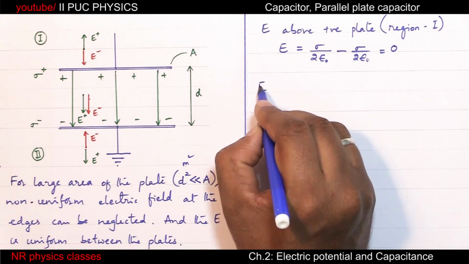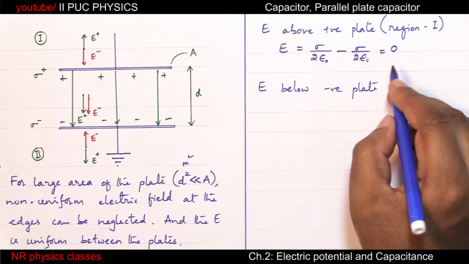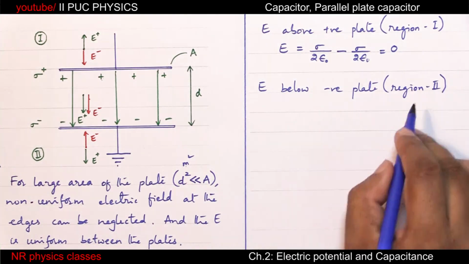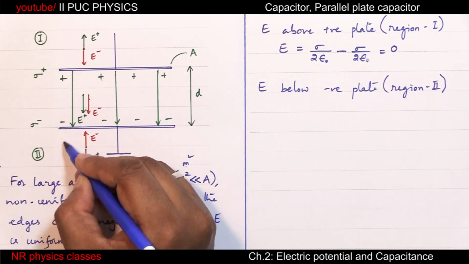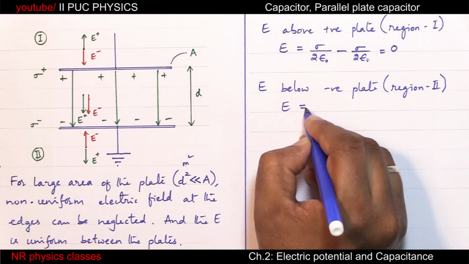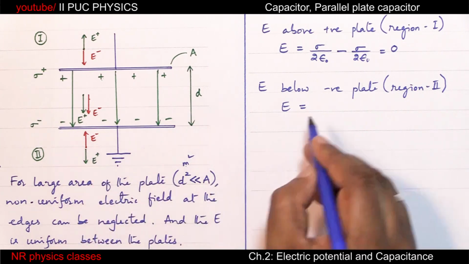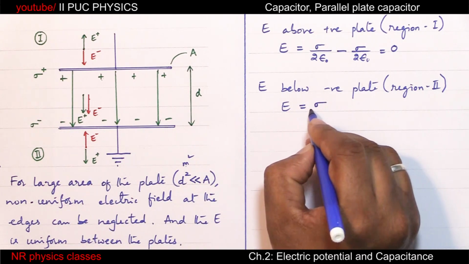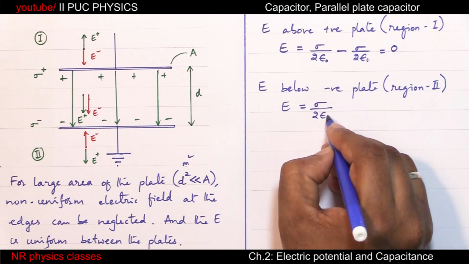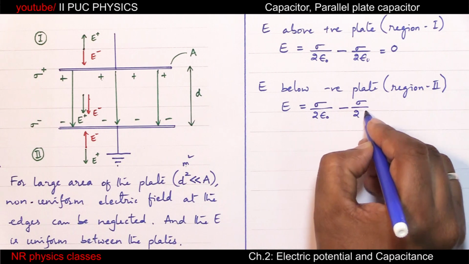Similarly, electric field below the negative plate. Region 2 is below the negative plate. Here also the resultant electric field is 0 because these two electric fields are equal and opposite. Therefore, field due to positive charge is equal and opposite to field due to negative charge.